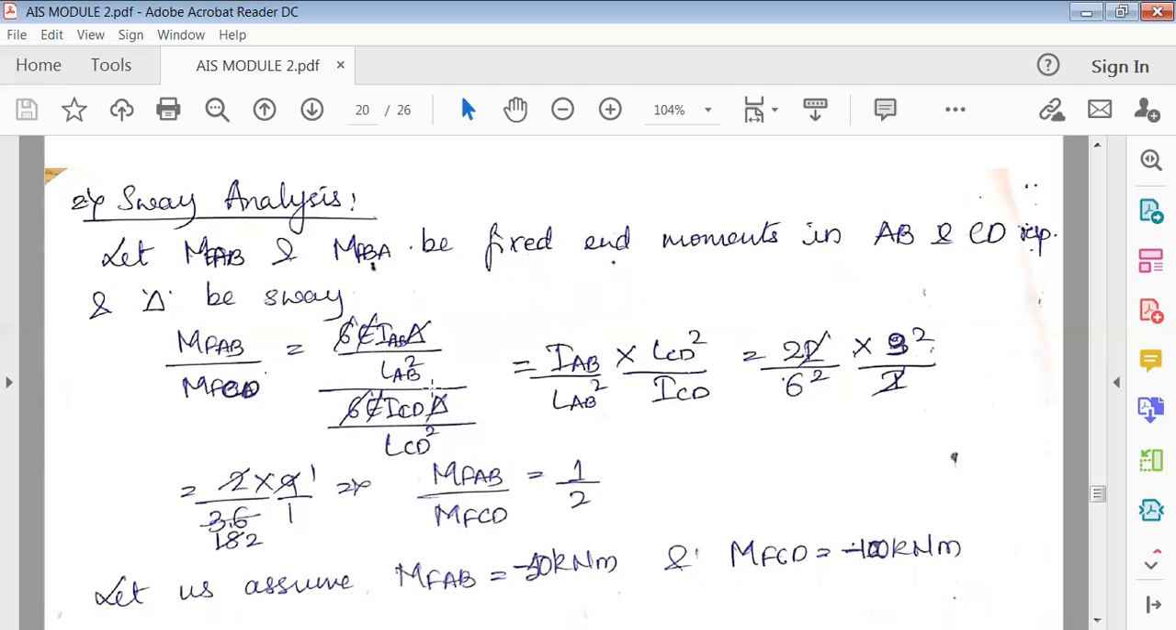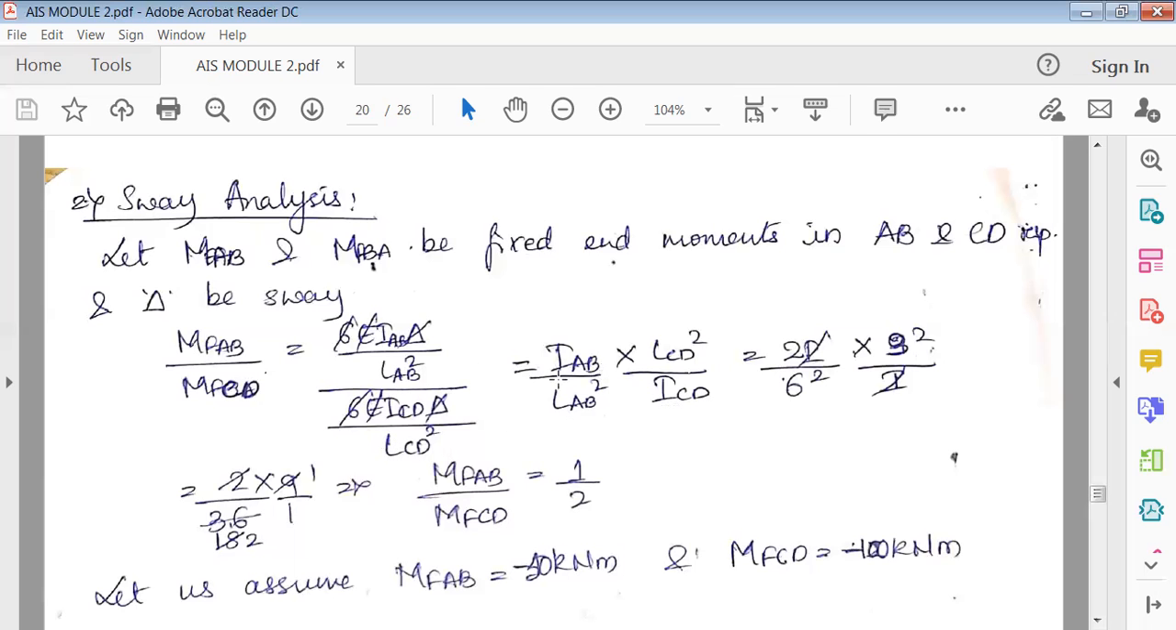So you can use this formula, or straight away you can use IAB by LAB square divided by ICD by LCD square. Directly you can use this formula because eventually the 6E and delta will cancel out, numerator and denominator. So we are left with IAB by LAB square, ICD by LCD square. We are taking column AB by column CD, and this is practiced for all types of problems in frames. So again, when this goes on top, it is IAB by LAB square into LCD square divided by ICD.